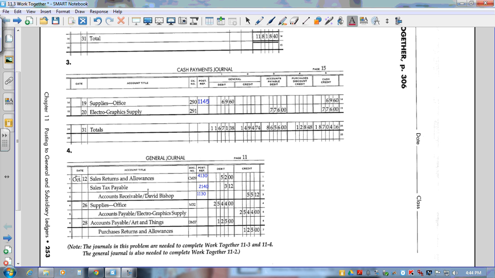We're going to go ahead now and post the October 26th general journal entry, which is going to be supplies office and accounts payable. And then number 5 is post the October 28th general journal entry to the appropriate ones. That would be this accounts payable and purchase returns and allowance. We should not be worrying about electrographic supply or art and things. So I'm going to let you go ahead and finish that work on your own, and you can check your answers in the answer book. Then you're going to do on your own 11.3, application problem 11.3.